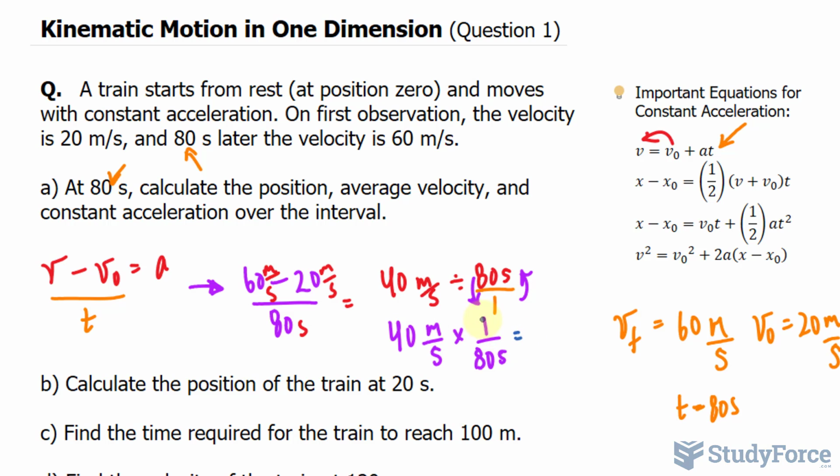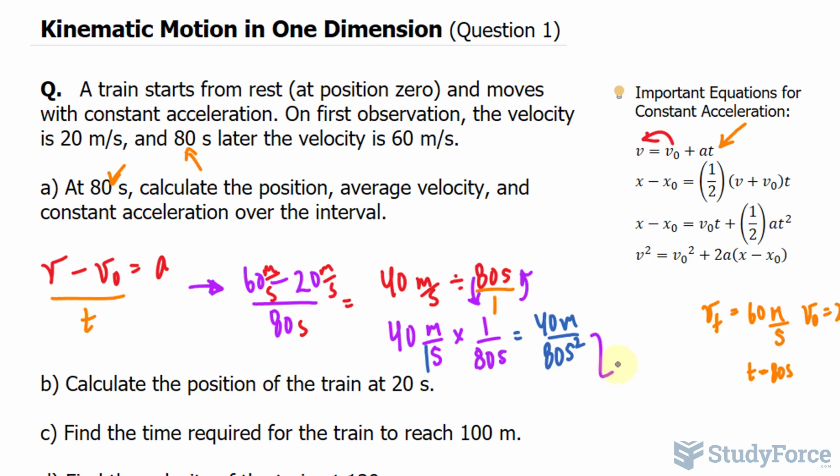Multiplying out these two fractions is not hard. We have 40 times 1, that's 40 meters per second, and 1 second times 80 seconds is 80 seconds squared. 40 divided by 80 is 0.5 meters per second squared. That right there represents the constant acceleration.